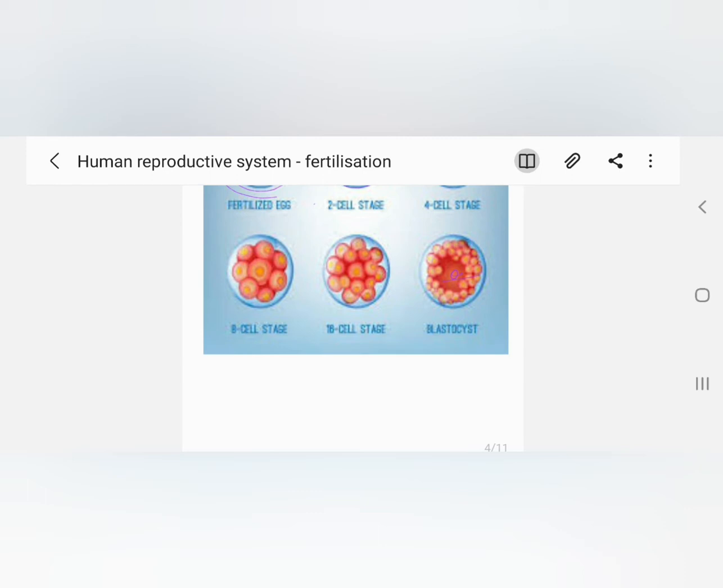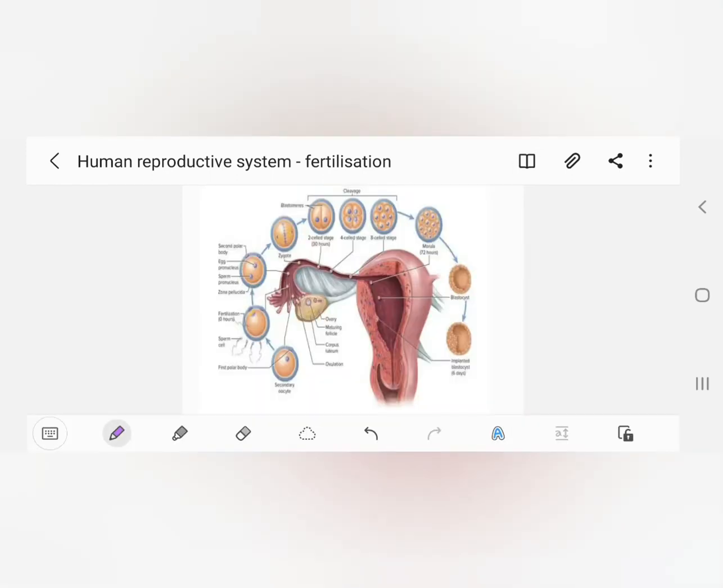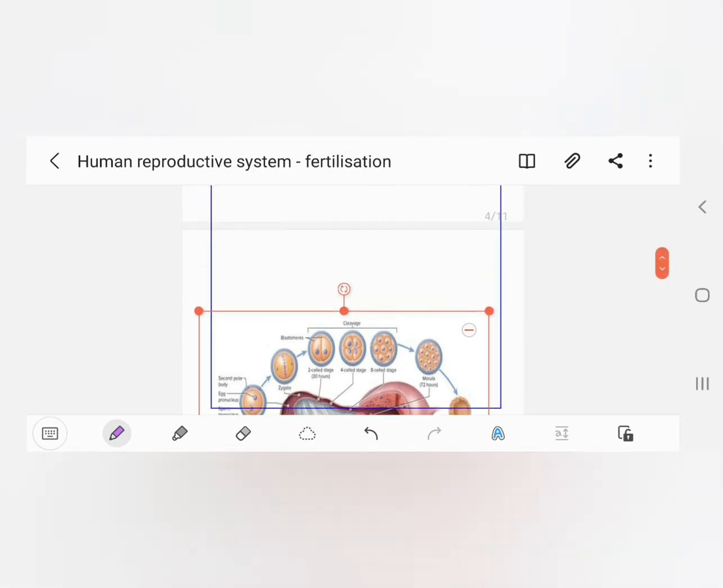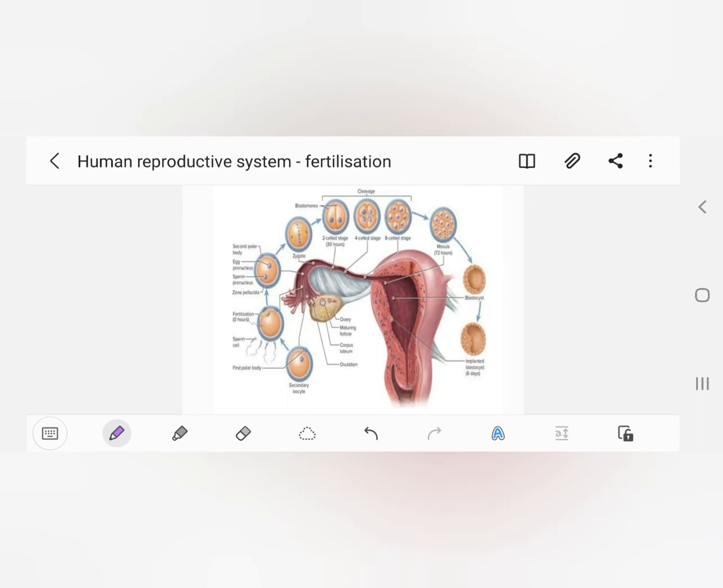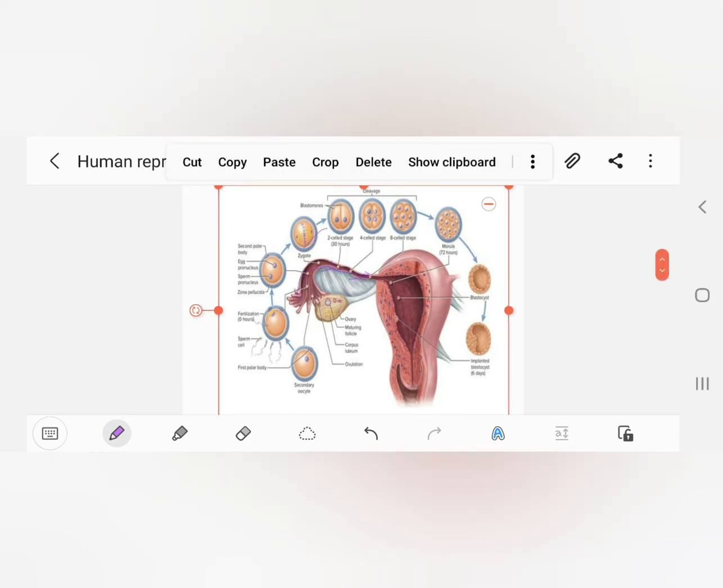So here fertilization occurred in the fallopian tube, and after fertilization it is slowly moving through the fallopian tube. While it is moving, it has undergone some changes. See these cell divisions: 2 cell stage, 4 cell stage, 8 cell stage, blastula stage, and later it will develop into the gastrula, and finally it enters the uterus. Let us see.